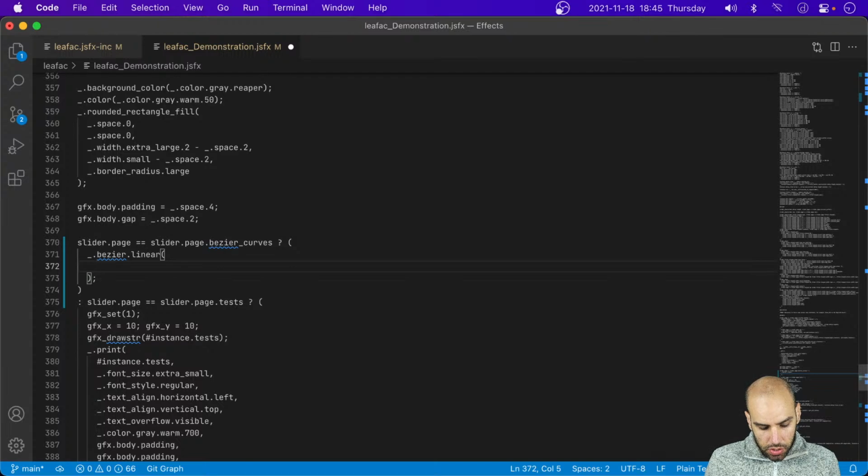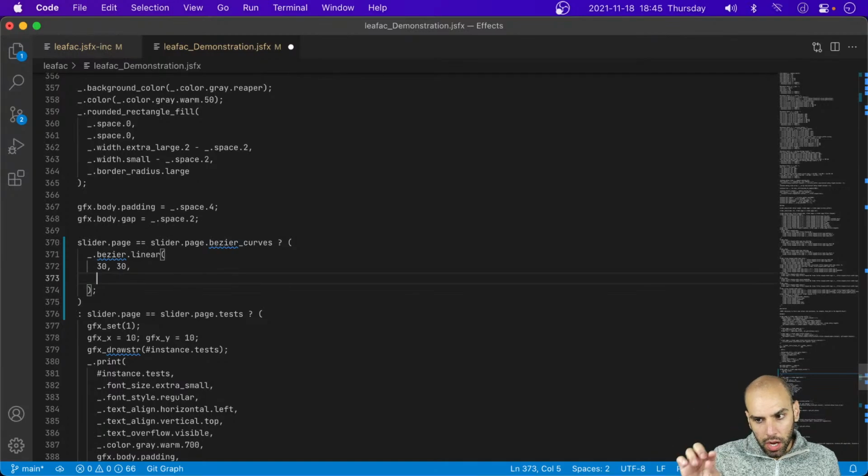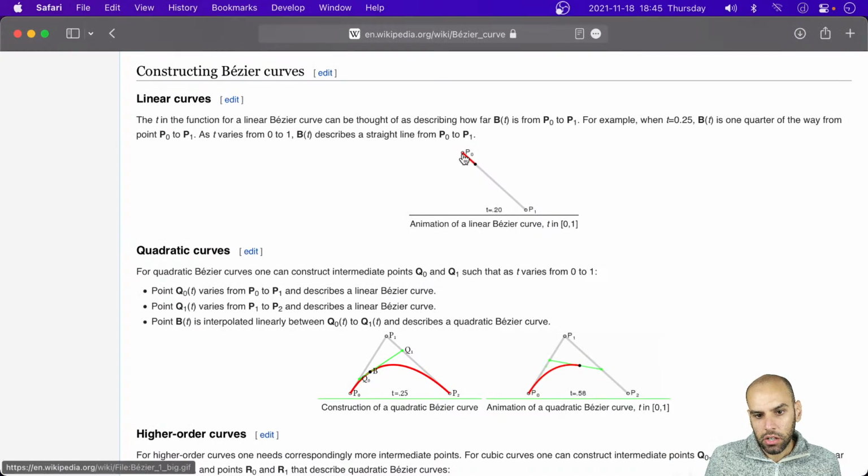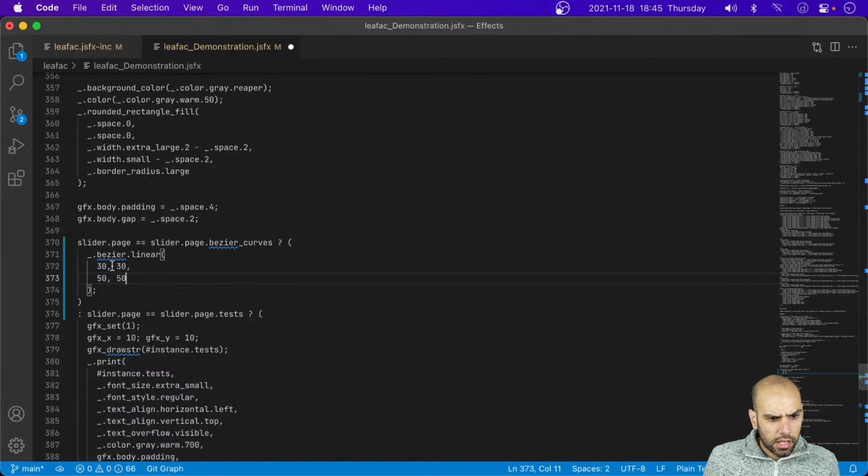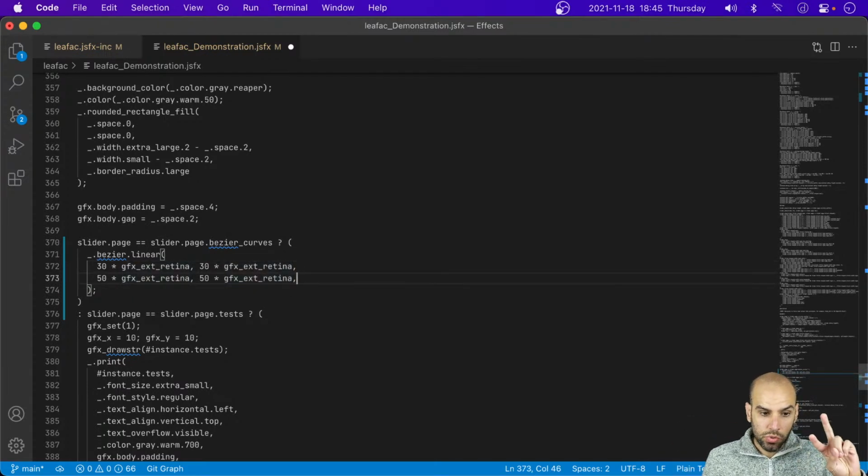from position 30, 30. That's x and y for p0, then x and y for p1. So how about 50, 50? And this is supposed to be a line that is diagonal like this. So 30, 30, 50, 50. It goes like this. And maybe we multiply these numbers by GFX X retina so that the curve looks the same whether you have a retina display or not. So those are the two control points. That's great. The X and Y coordinates for the two control points.